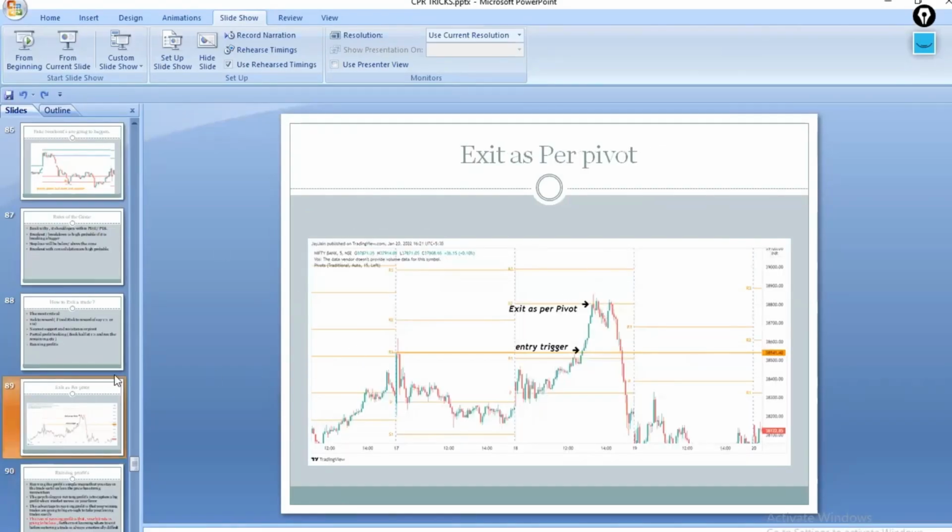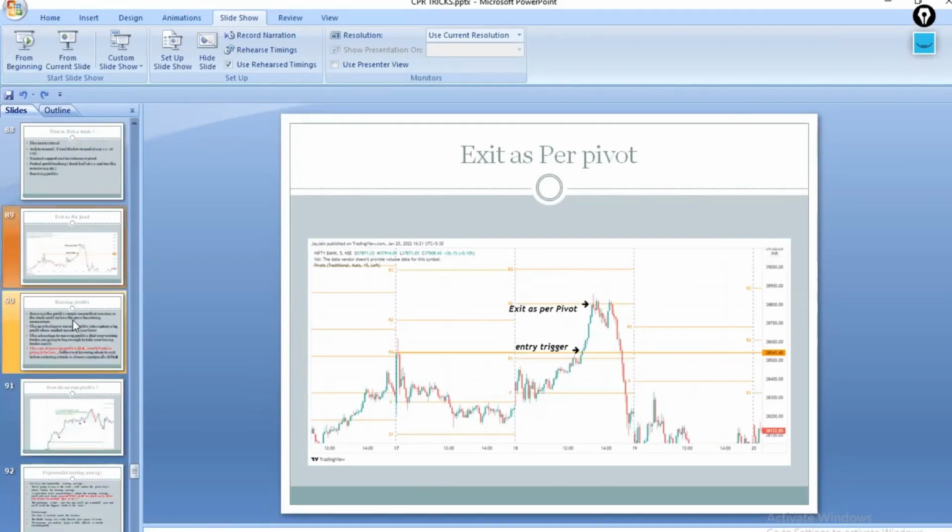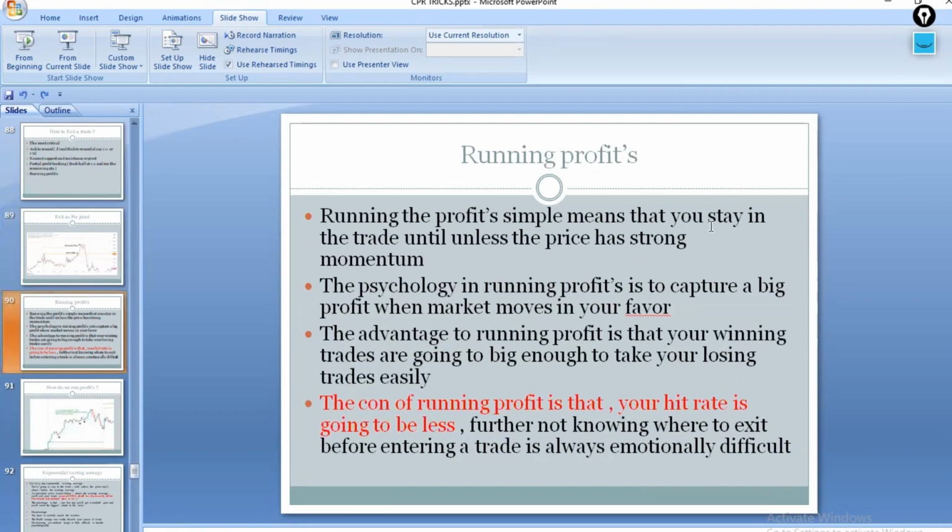So we discussed how you can exit as per the pivot points, right? Now let's talk about running the profit, right? Running the profit simply means that you stay in a trade until the price has strong momentum. The psychology in running profit is to capture a big profit when the market moves in your favor. The advantage of running profit is that your winning trades are going to be big enough to take care of your losing trades. The con of running profit is that your hit rate, मतलब आपका जो winning rate है, is going to be less.